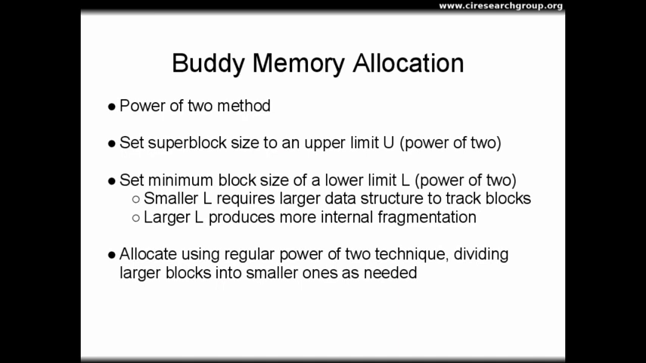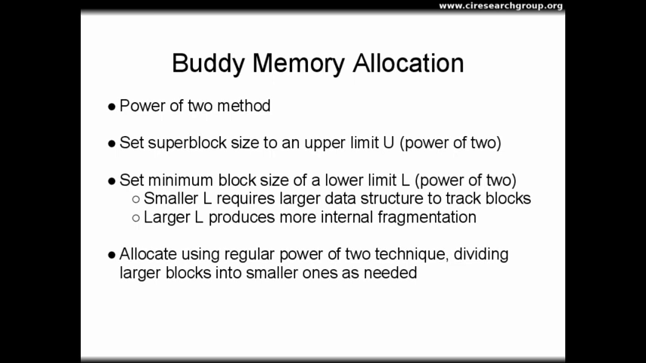Another improvement to memory management is to utilize a buddy system in the power of two strategy. In this allocation system, two limits are chosen to be powers of two: the upper limit U and the lower limit L. The superblocks are the blocks of size U, and these blocks can be subdivided into blocks as small as L bytes. There are trade-offs in picking the size to use for L.